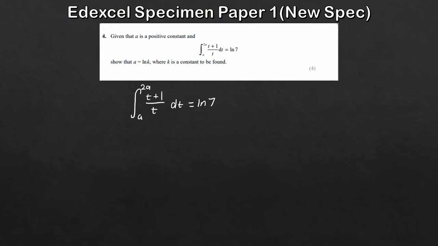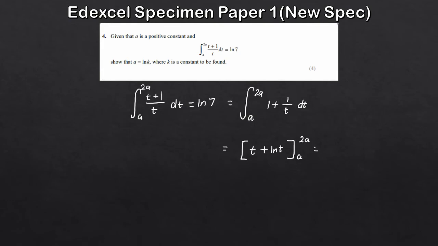the easiest way I think to go about this is just split this up into two fractions. So we could write this as t over t plus 1 over t. Well, that would just simply be the integral then from a to 2a of 1 plus 1 over t with respect to t. Okay. So integrating this term by term then, the integral of 1 with respect to t is just simply t. And then the integral of 1 over t with respect to t would just be ln t. Okay, and this is between a and 2a.